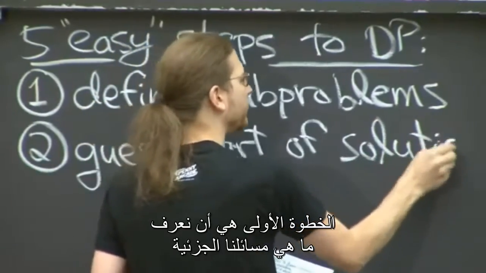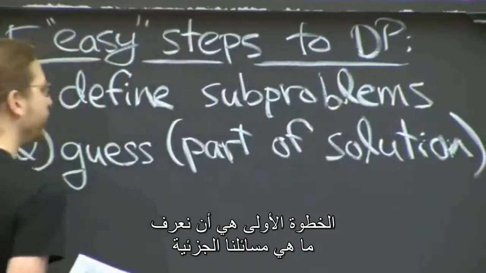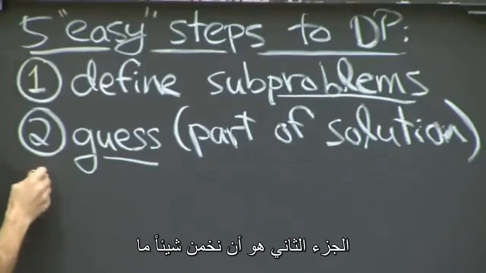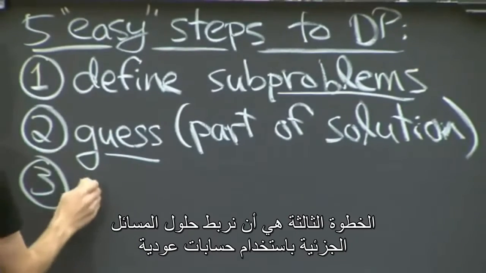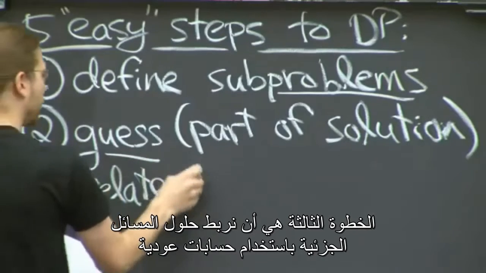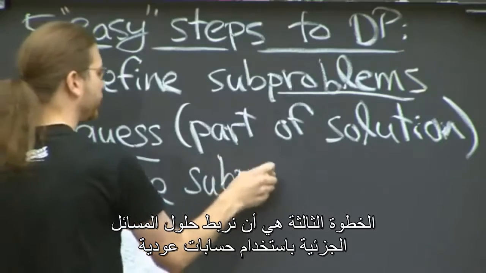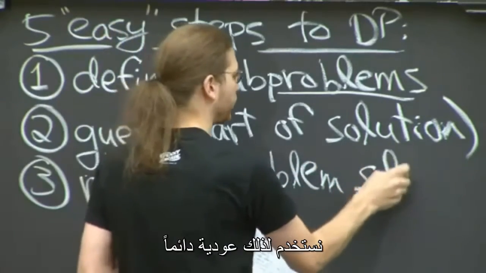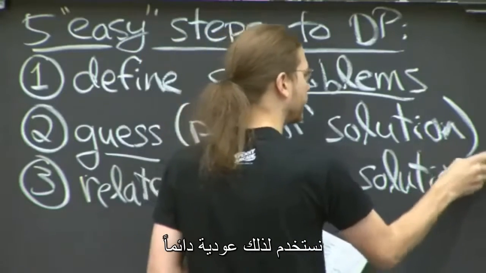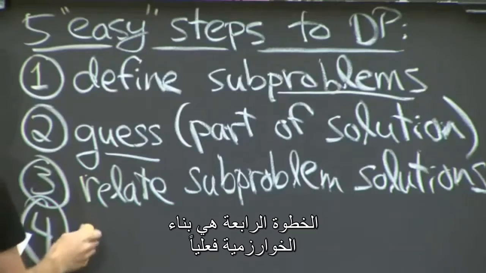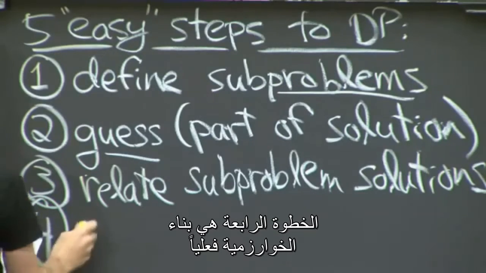First step is to figure out what your subproblems are going to be. Second part is to guess something. Third step is to relate subproblem solutions, usually with a recurrence. I guess always with the recurrence. Fourth step is to actually build an algorithm.